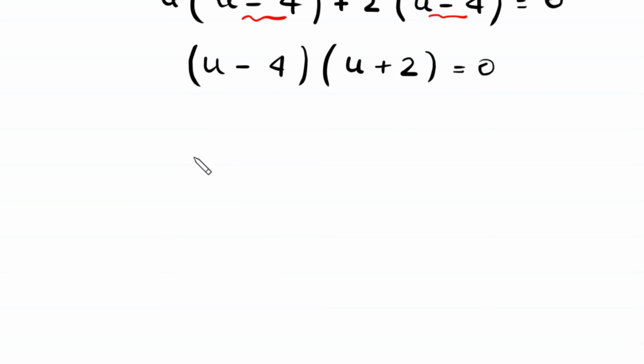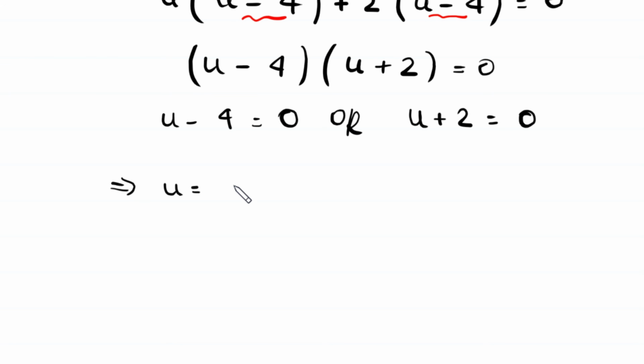By using zero product rule, either u minus 4 is equal to 0, or the second factor u plus 2 equal to 0. From this equation, move negative 4 to the right hand side. This implies that u is equal to 4, and from the other equation, move 2 to the right hand side. This implies that u is equal to negative 2.